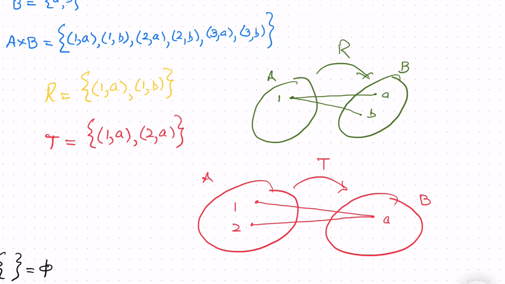R is not a function. Why is that? Because one input has two outputs. That's not allowed.